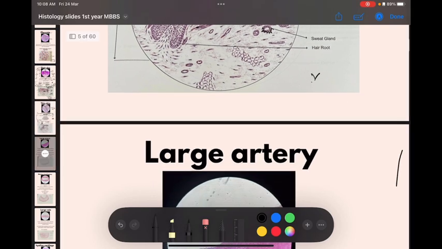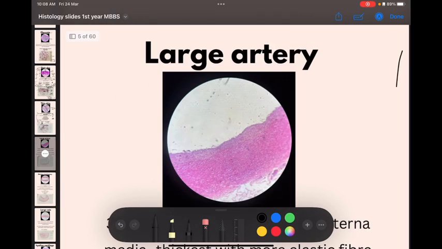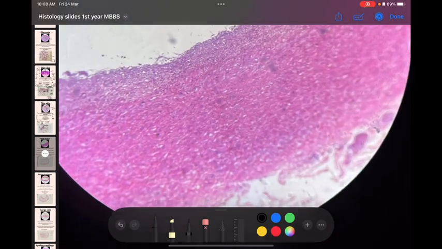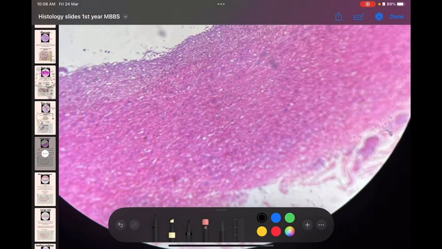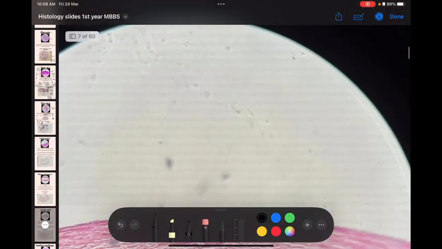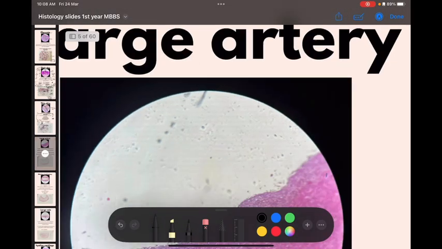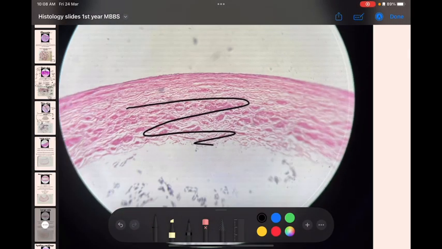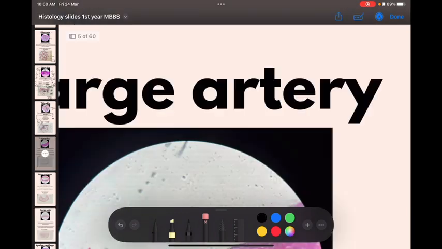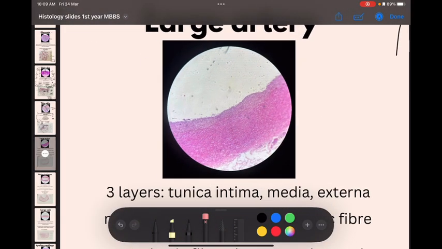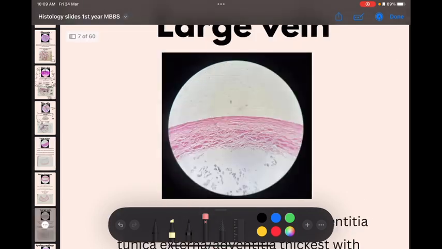Okay, then coming to the next slide. The next slide is a large artery. So coming to arteries and veins, large artery is having a slide like this. See, it has more dense pink color, whereas your large vein is having a cross section again similar to that, but it is not so darker in color. See, this is large artery, this is large vein. Large artery, large vein.